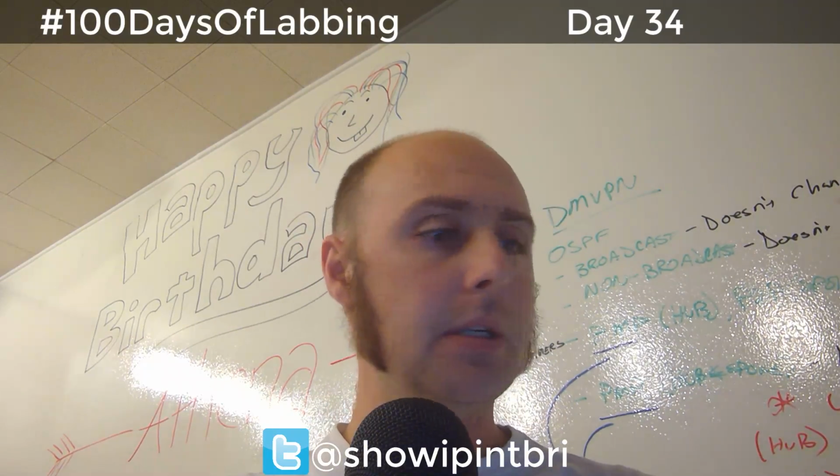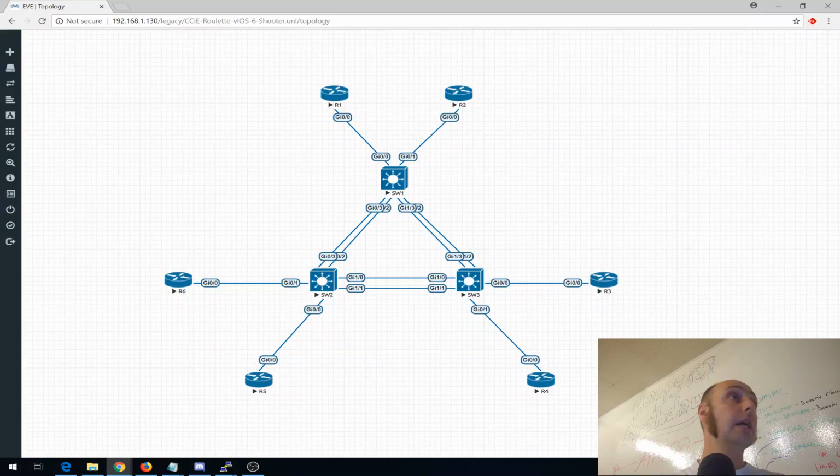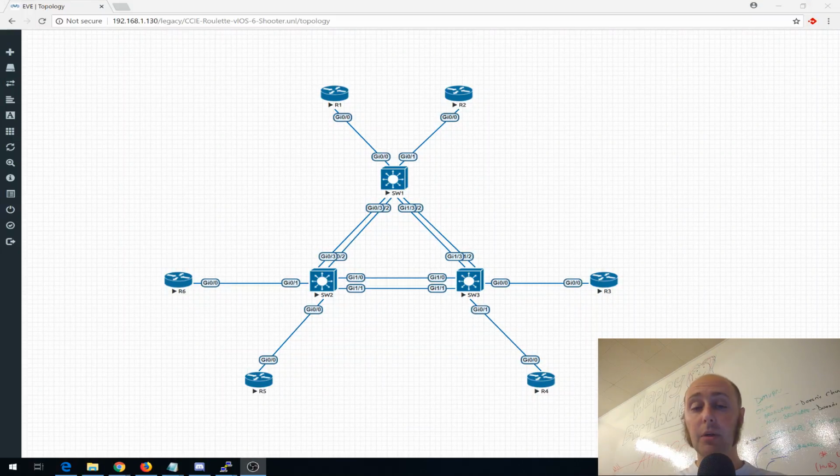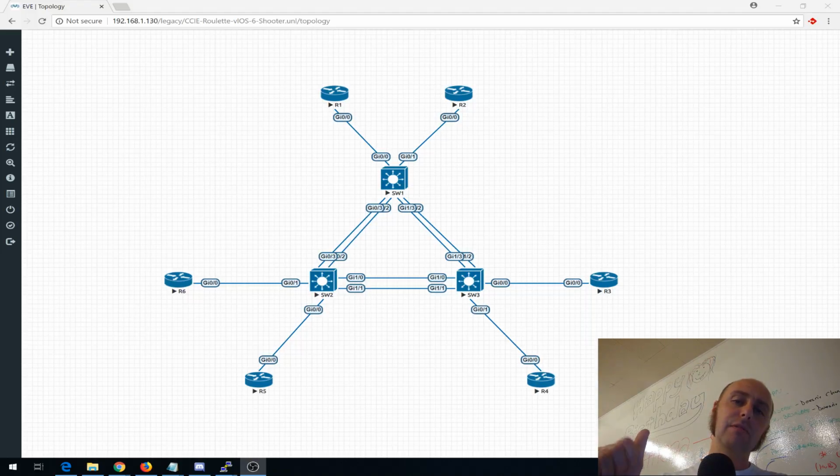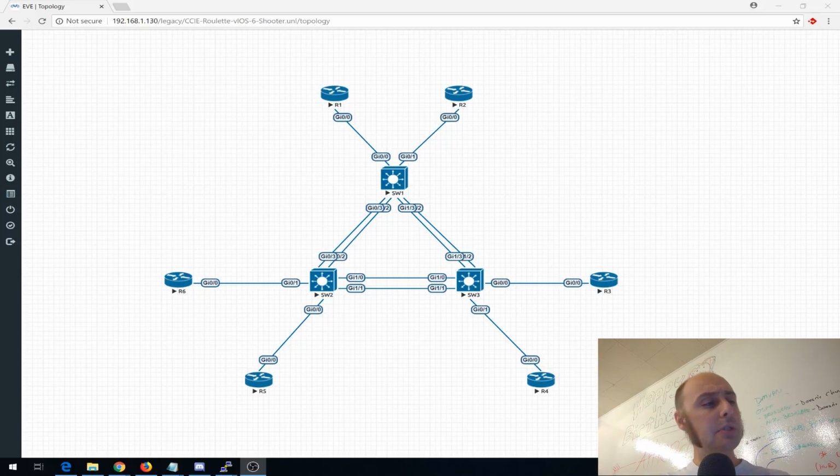So over here, this topology is a topology of my own creation. I call it the 6-shooter because there's 6 routers in it. And you can get this from the Dropbox in the description below. It's always been in there in case anyone has ever wanted it. I have it built for IOL and the VIOS images. So let me know what you want. I'll put it out there. Anyhow, I use this topology for just about everything.